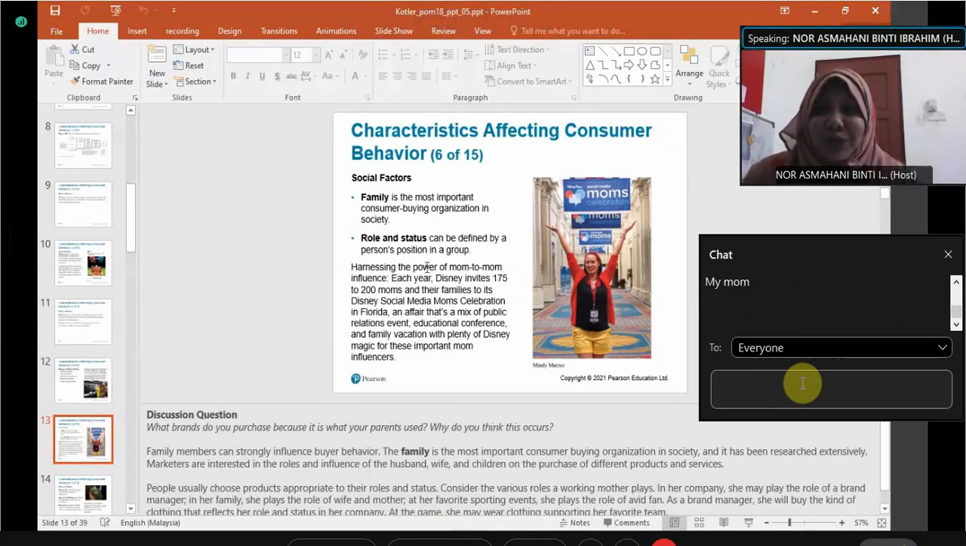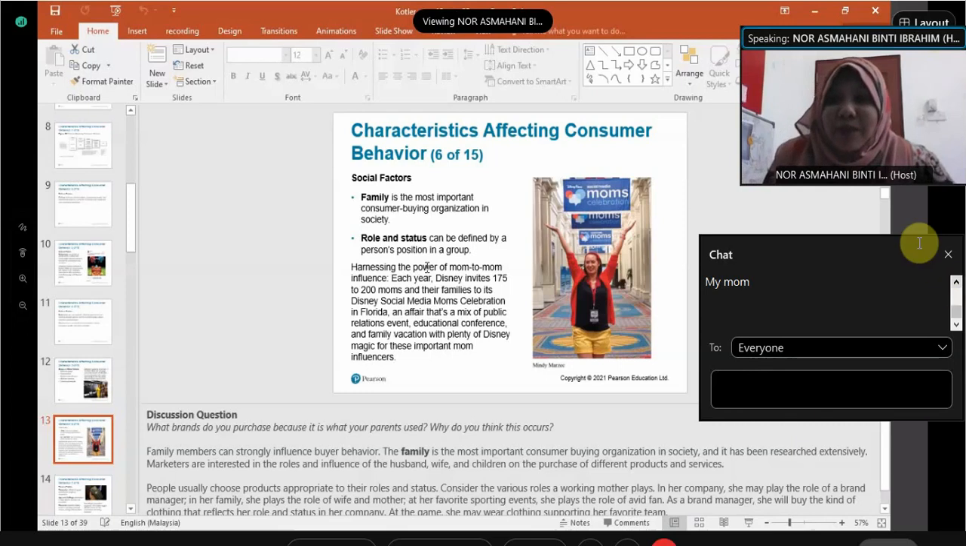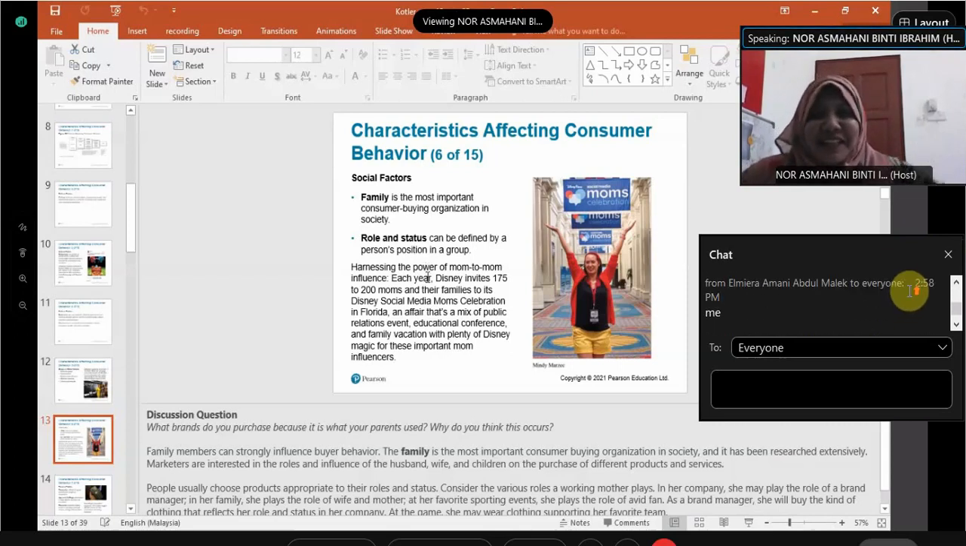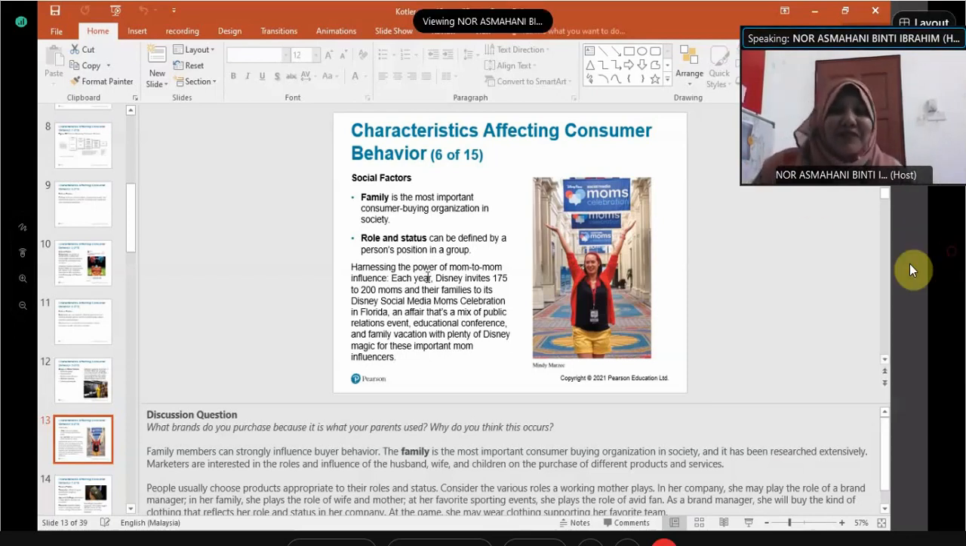Oh, my mom is powerful, woman voice. Happy mom, happy family. Role and status tell you that. Happy mom, happy family. And otherwise. Okay, and that is how it is, vice versa.